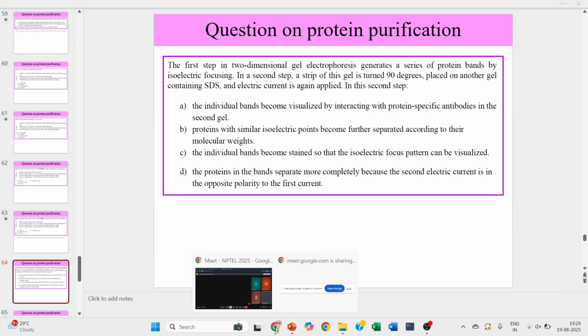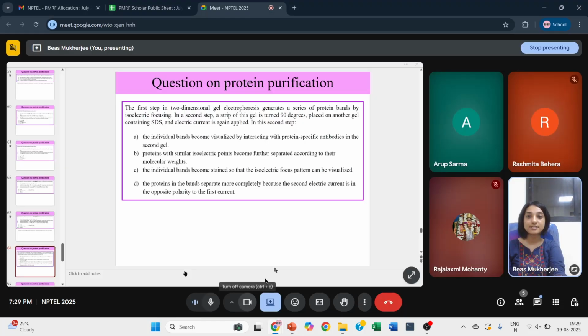Okay. Now the next one is the first step in two-dimensional gel electrophoresis. What happens in two-dimensional gel electrophoresis is that there is isoelectric focusing. That means first the gel is there and there are proteins with different pI and they are traveling. Now at different pH they are going to stop and precipitate.